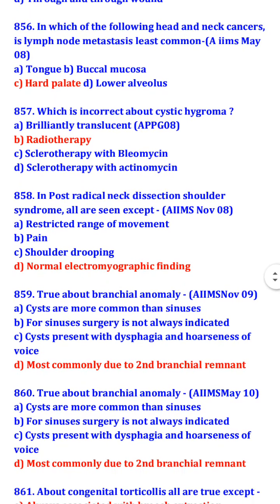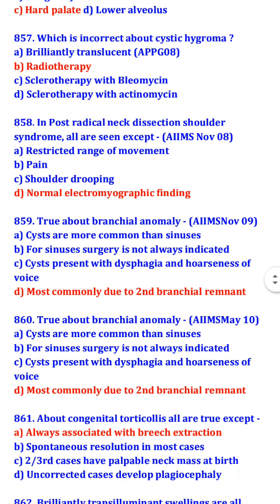In posterior radical neck dissection shoulder syndrome, all are seen except normal electromyographic finding is not seen. What is true is restricted range of movement, pain and shoulder drooping.